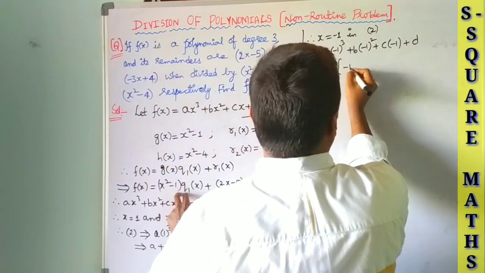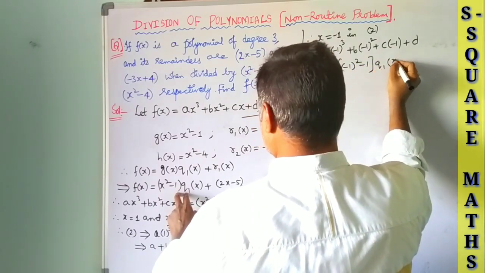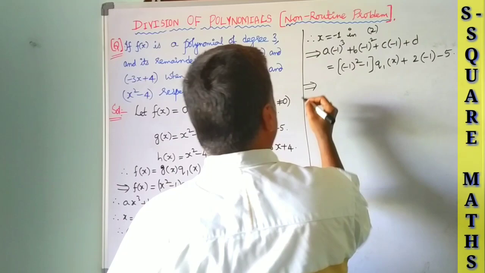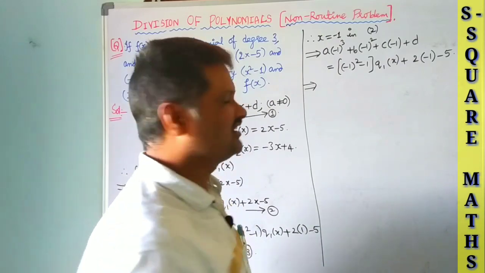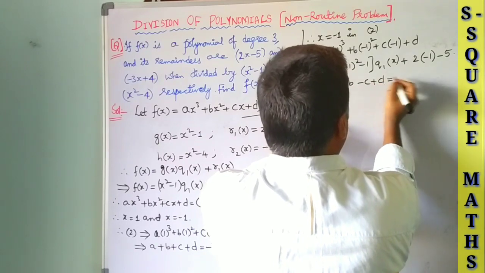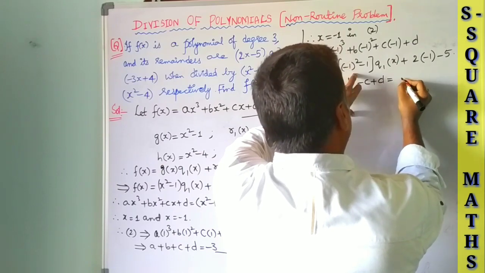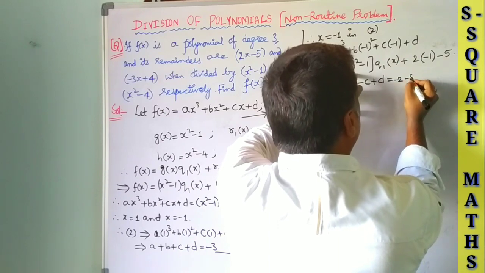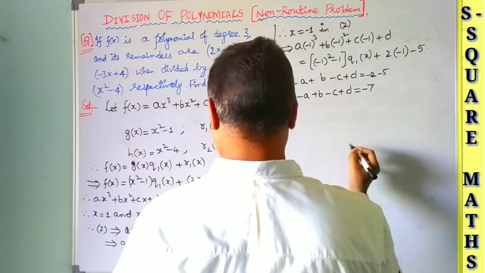here I can write minus 1 whole square minus 1 into q1 of x plus 2 into minus 1 minus 5. So let us go through some direct steps here. Minus 1 whole cube gives you minus 1. So finally minus a plus b minus c plus d, and 1 minus 1 is 0, into something is 0. Okay, so I can write here is equal to minus 2 minus 5. So minus a plus b minus c plus d is equal to minus 7. So mark as equation number 4.